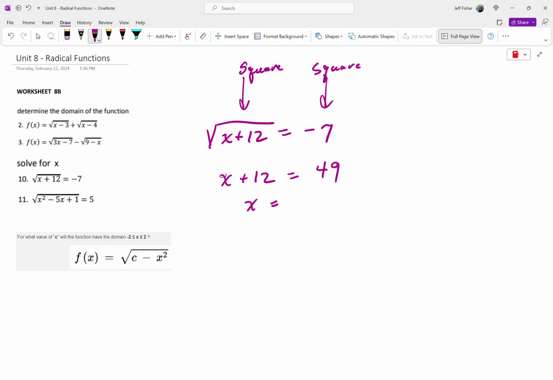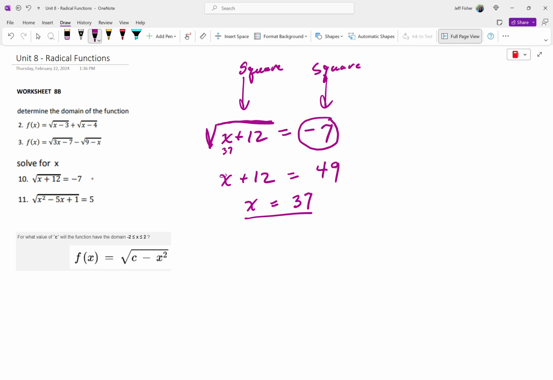And then we can easily solve this: 49 minus 12 is 37. We've got our answer. Does it check out if we put 37 in here for x? 37 plus 12 is 49, square root of 49. Oh, wait, that doesn't work. We cannot have a negative value coming from this equation. There's no way we can have the answer to a square root be a negative value.